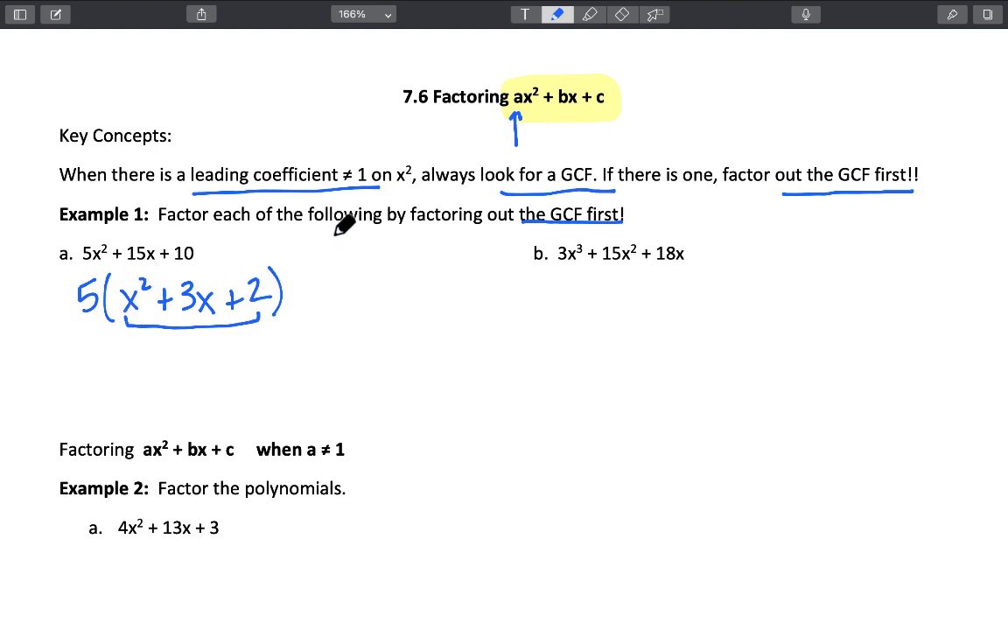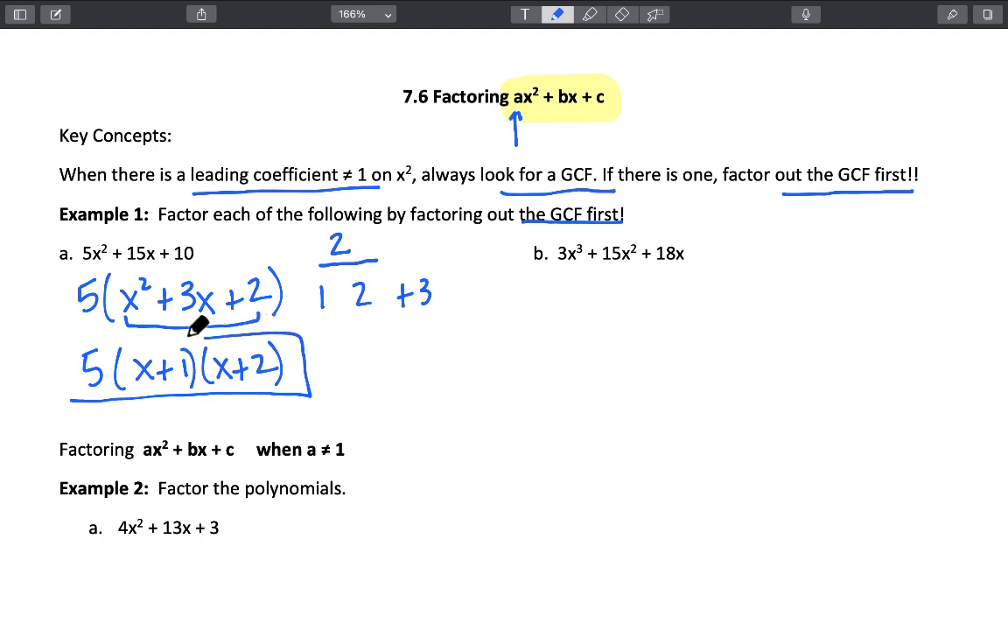So similar to what we did yesterday, we're looking for factors of 2 that combine to be positive 3. Well, the only two factors of 2 are 1 and 2, and they do add up to equal 3. So we can factor this further into x plus 1 times x plus 2. Now, don't forget to carry down that GCF of 5. That goes out in front as well. So here is our full factorization of our original polynomial 5x squared plus 15x plus 10.